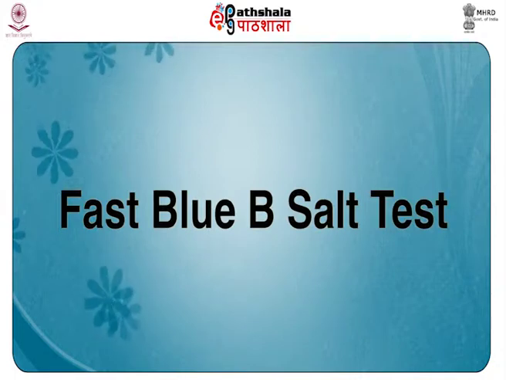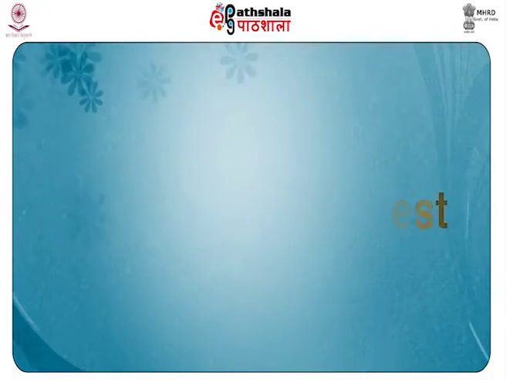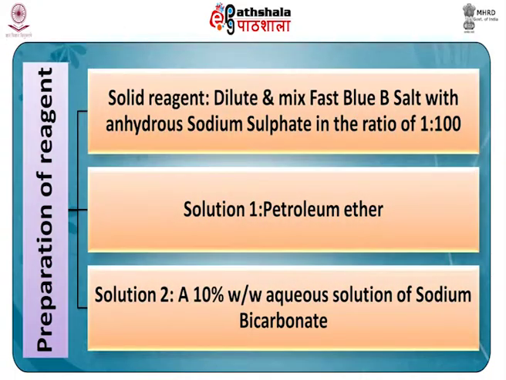First is the Fast Blue B salt test. First is the filter paper method. Preparation of reagent: solid reagent. Dilute and mix Fast Blue B salt with anhydrous sodium sulfate in the ratio of 1:100. Solution 1 is petroleum ether. Solution 2 is 10% weight by weight aqueous solution of sodium bicarbonate.